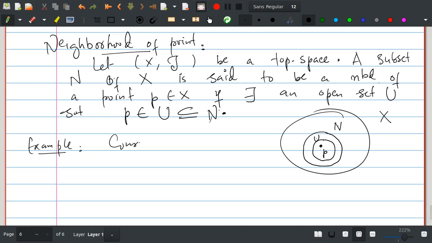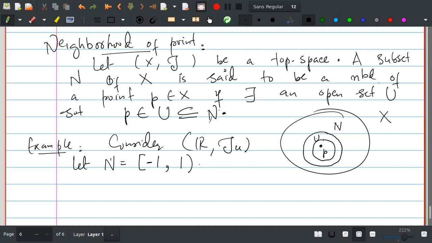So consider R with the usual topology. Let N be the semi-open interval [-1, 1). Now this interval contains -1 but not 1, so we cannot say N is a neighborhood of 1, because 1 is not there. For N to be a neighborhood of some point, the first condition is that the point must lie inside N.